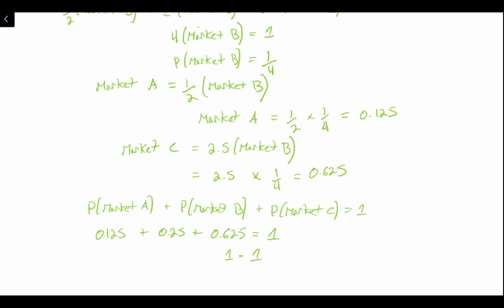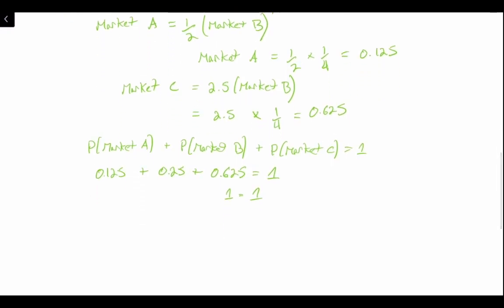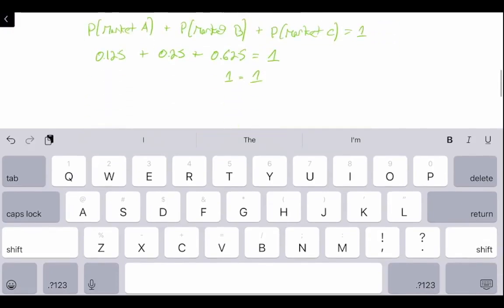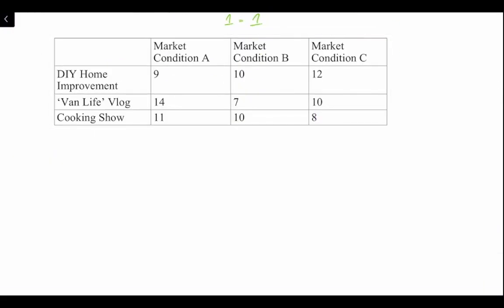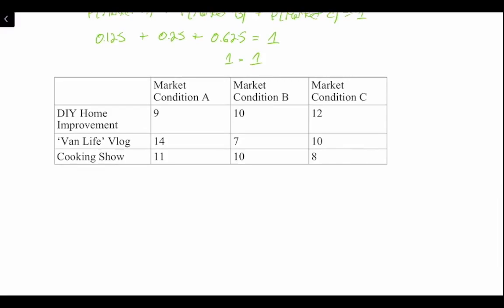Okay, so we now have the probabilities of each of these markets occurring. So that's good. So this has been a bit of work to get to this point, but the good news is we're here. So let's look back at our table then. And what we can do then is we can just write in our probabilities here just to remind us. So this occurs with a probability of 0.125, 0.25, and 0.625.